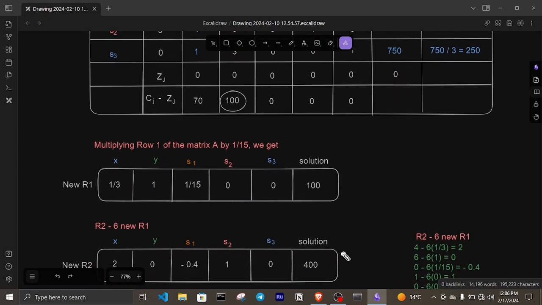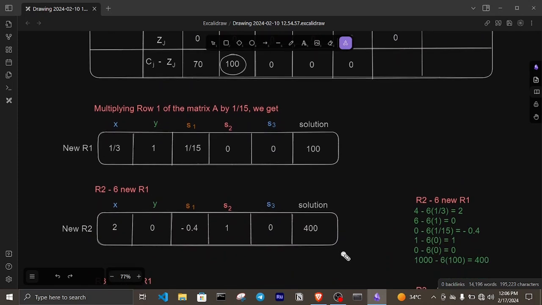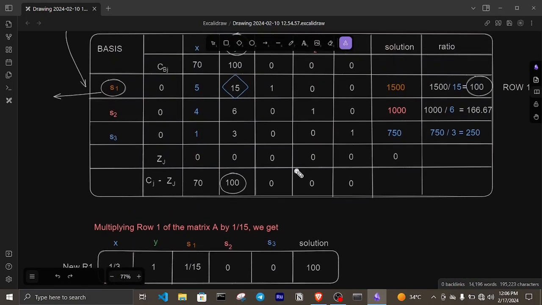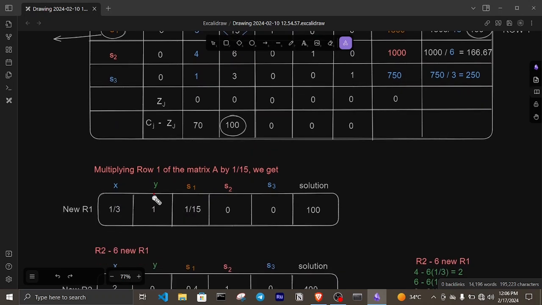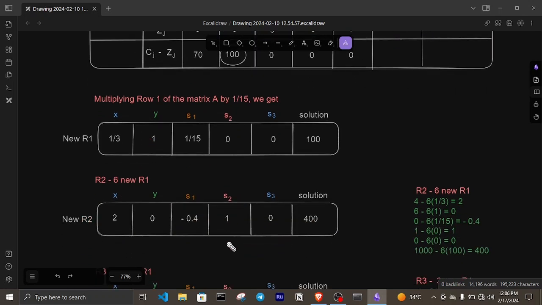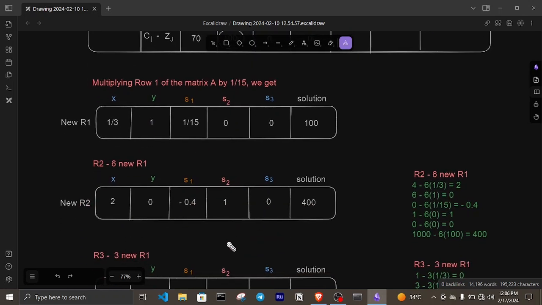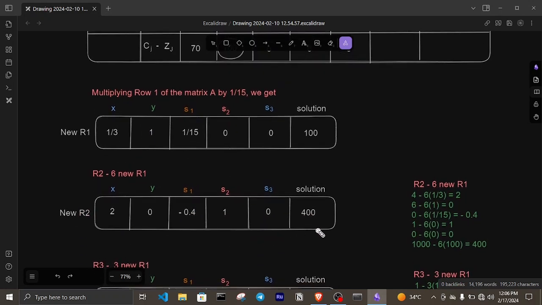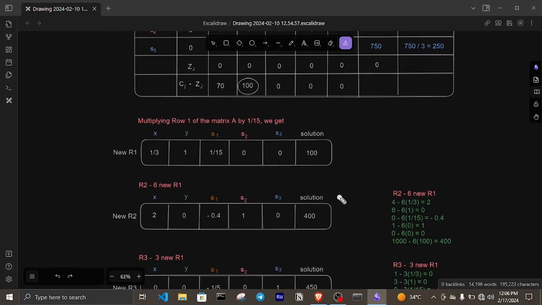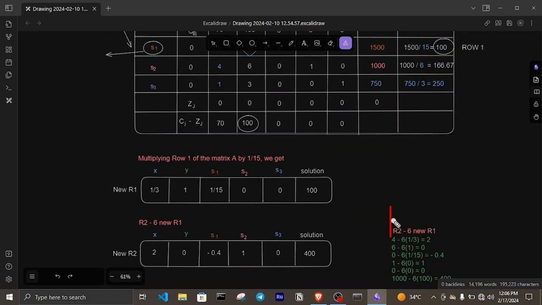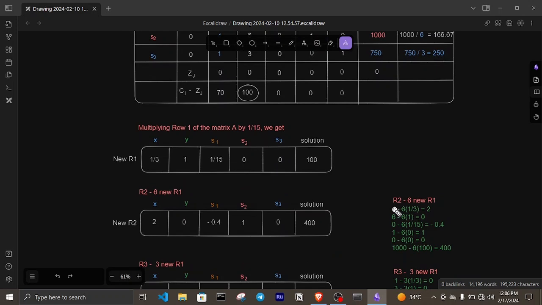Then next, as I said, the values that are below the 15 must all become zeros. So to get that, we are going to take row 2 minus 6 times the new row 1. This is our new row 1, and our row 2 is this way. To perform the calculations in green, you can see it over here. I have all the values for our row 2 down here: 4, 6, 0, 1, 0, 1000. We are multiplying by 6, so minus 6.